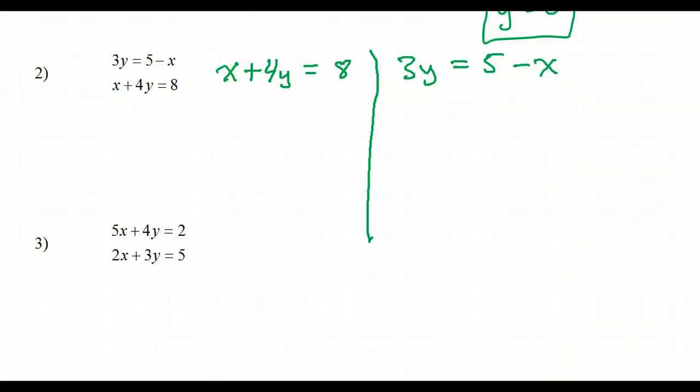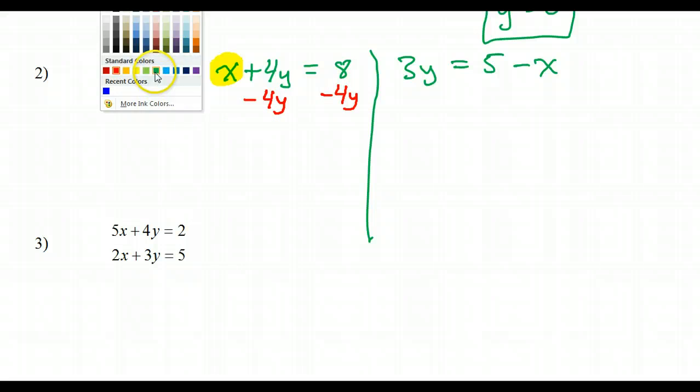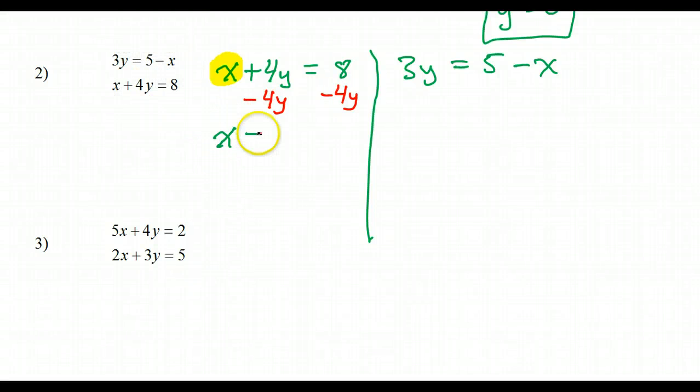Now for me, this x value right here is the easiest one to get by itself, because all I have to do is subtract 4y from both sides. So that is going to give me x equals negative 4y plus 8.